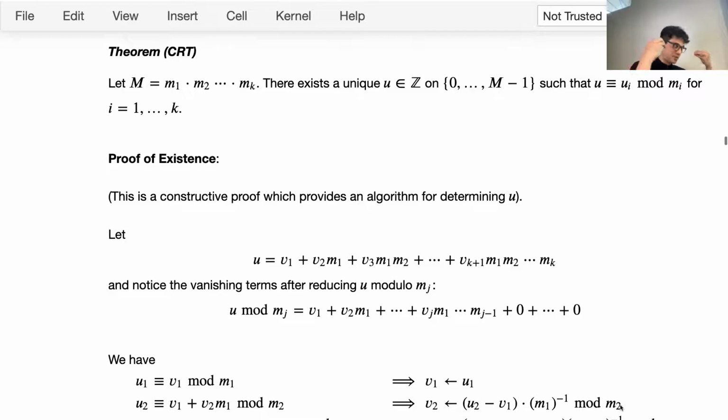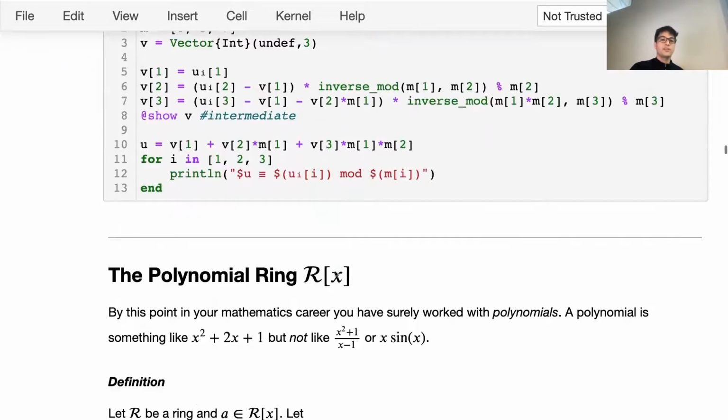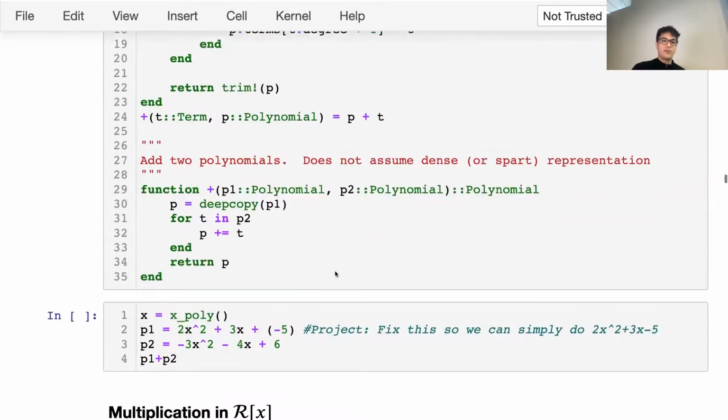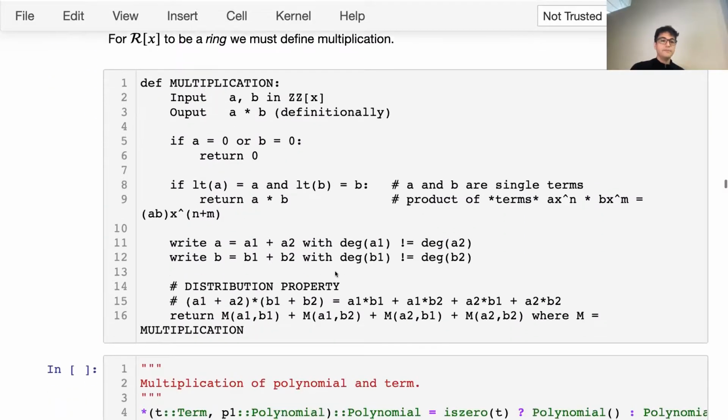Okay, so just keep that in mind. Given a magic number that's secret, and you have its images modulo m1 and m2, which are coprime, it's actually quite straightforward to recover it based upon these two equations. So you get v1 by this and v2 by this, and then u is just v1 plus v2 m1. Very straightforward. Okay, so let's go down to the Chinese remainder theorem down here.